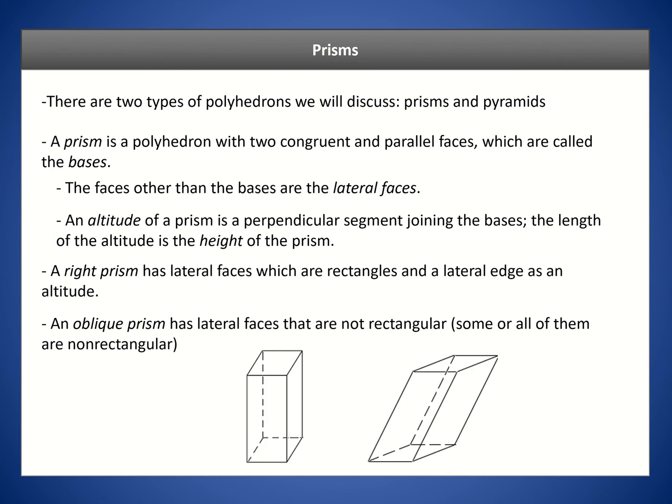We have a right prism on the left and an oblique prism on the right. Notice that the bases for the prisms, in this case, are a rectangle base as well as a rectangle base here. So there are two bases, and they're parallel. And the lateral faces are the four faces that surround it. So those are the lateral faces. And in the case of the oblique prism, the bases are the same, right? They're parallel. However, notice that the lateral faces are parallelograms. This is a parallelogram. This is not a rectangle for the lateral face.